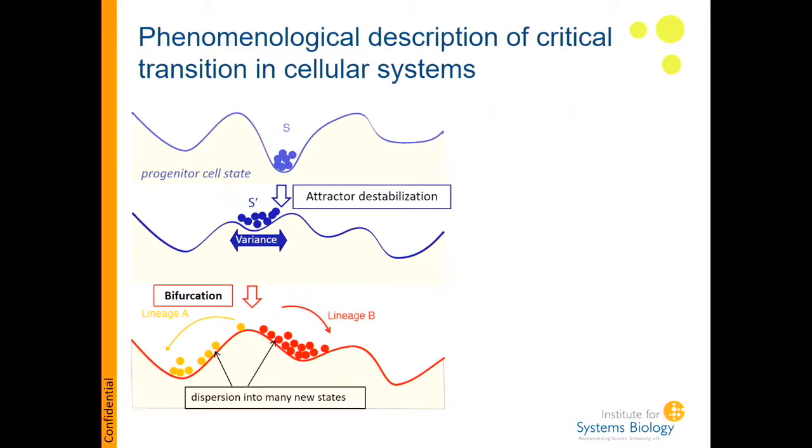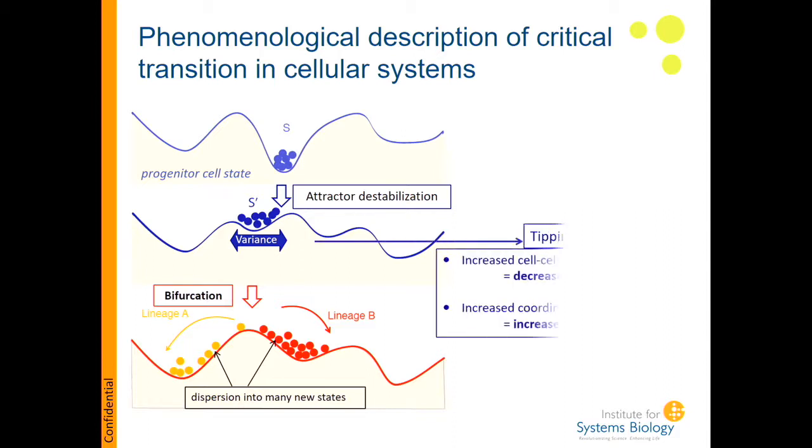So to go back a little bit to the complex systems theory, phenomenologically, if a cellular system is undergoing a critical transition, here is what you should see. A stem cell, which is a very homogeneous, stable cell state, is in a deep well of attractor. But when you apply an external stimulus or signal, in our case activin, you should destabilize this attractor, meaning the well of attractor should become shallower. That means there will be increased cell-to-cell variation. And if you apply a sustained external signal, it should eventually bifurcate into two different cell states.